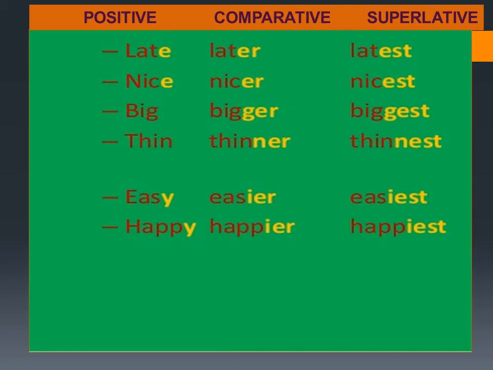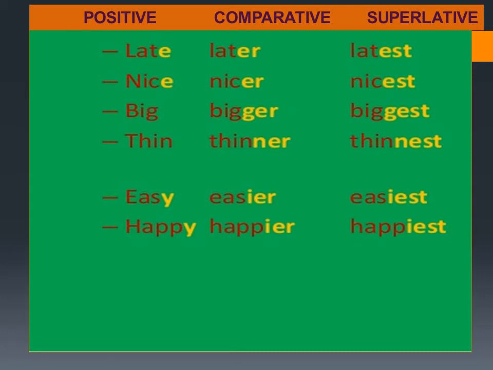Now to change the words ending in Y to comparative and superlative degree, the last letter Y is changed, and in place of Y, I is added. And again, if it is comparative, ER is added. If it is superlative, EST is added.